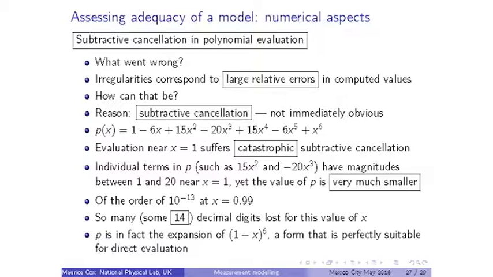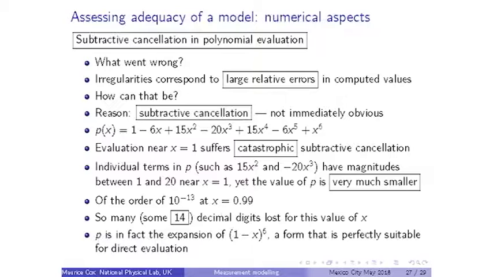If you remember, the interval was between 0.99 and 1.01. If we evaluate that near 1, we have immense subtractive calculation. Respective terms in that expression cancel, and the values of individual terms are much, much greater than the final value of the polynomial. The final value of the polynomial is of the order of 10 to the minus 13 at x equals 0.99. But some of the individual terms have magnitudes of order unity, order 10. And so we must have extreme cancellation on that.